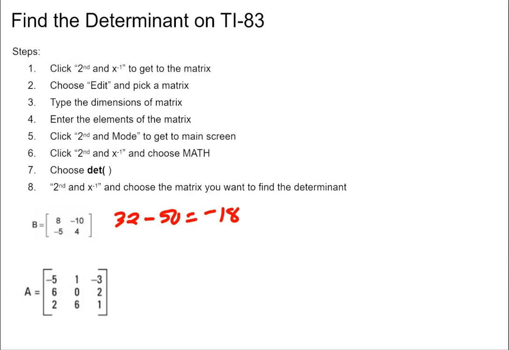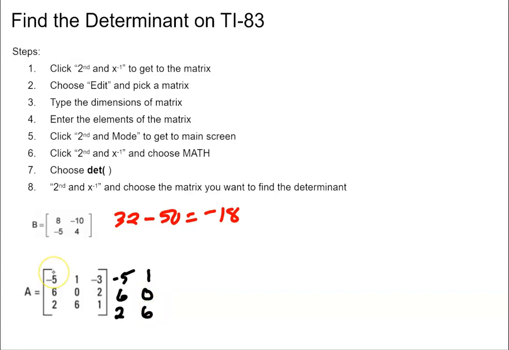Now for the 3 by 3, one way of doing this is taking the first two columns and repeating them on the right-hand side. Now to find a determinant, we do need to have a square matrix. And since I have a 3 by 3, I need to be able to multiply 3 numbers each time. So I need to make a diagonal with 3 numbers. So in order to do that, I'm going to duplicate the first two columns. So I'm going to put negative 5, then we got 6, and then we got 2. And then repeat this next column, which would be 1, 0, 6.